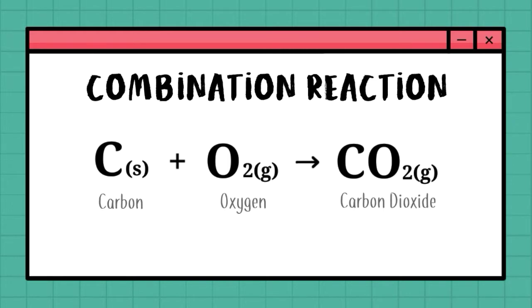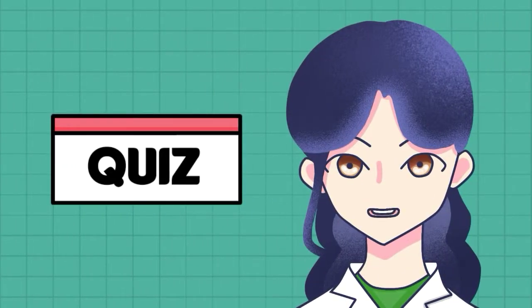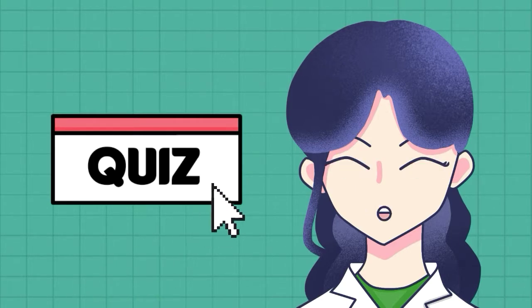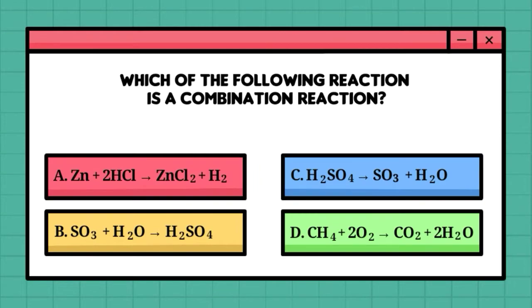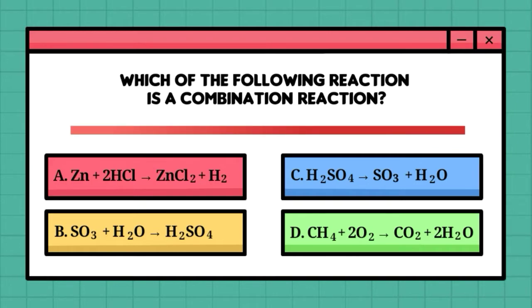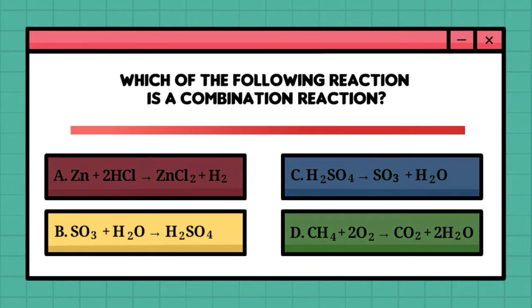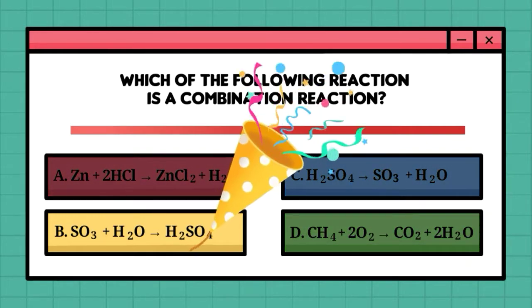It's super easy, right? And now, to conclude our lesson, let's do a little quiz for this topic. Are you ready? Which of the following reactions is a combination reaction? Letter A, letter B, letter C, letter D. If your answer is letter B, then you are correct.